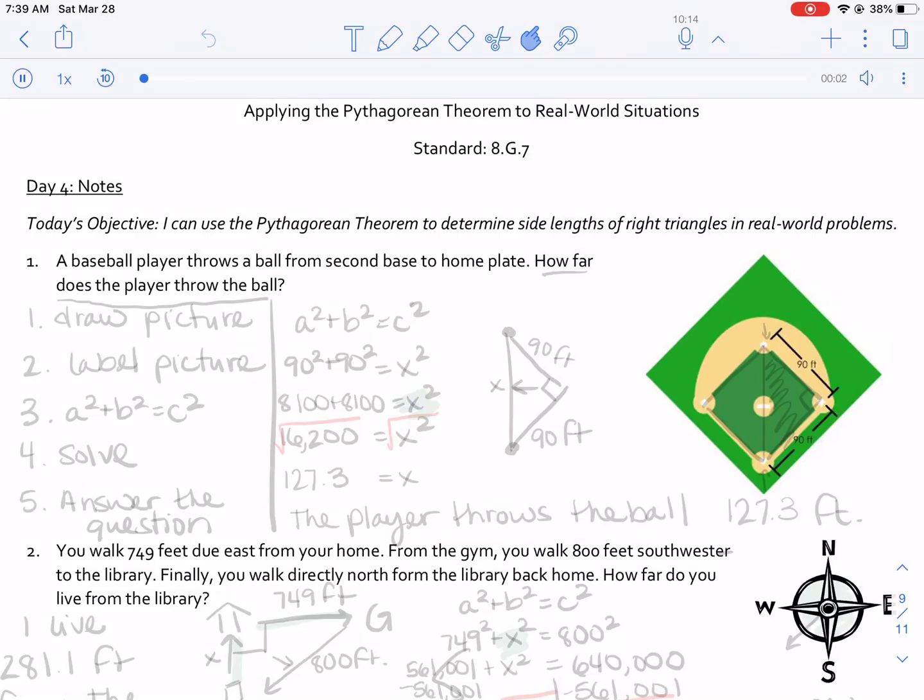All right, guys, today we are using the Pythagorean Theorem to solve story problems. Essentially, in all of these problems, there's a right triangle somewhere, and you have to find it. So we're going to do that today.